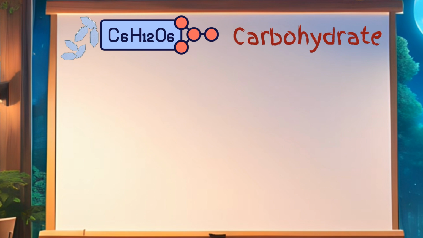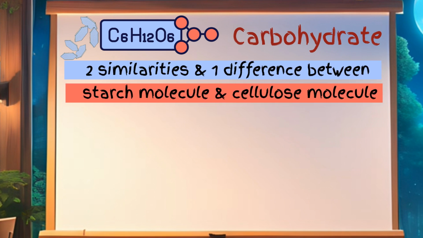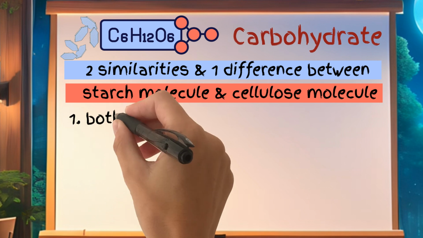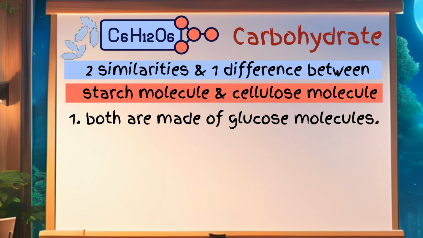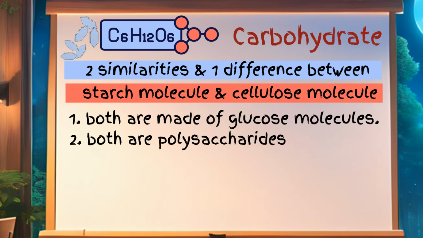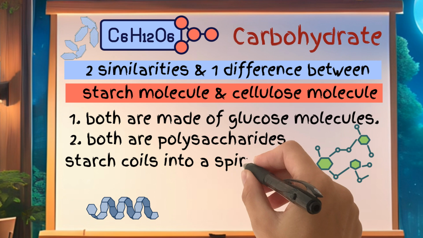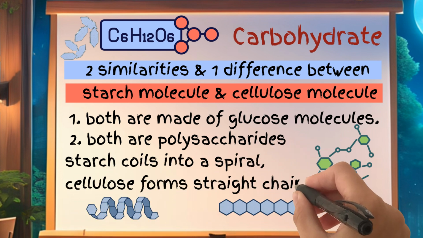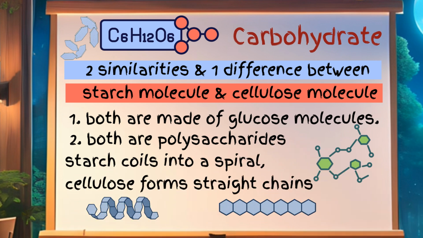Okay. Now before we reach the end, let's answer the actual textbook questions for this part and explain them together. First question. Give 2 similarities and 1 difference between a molecule of starch and a molecule of cellulose. Alright. Similarity 1. Both are made of glucose molecules. That's your number 1 fact. Similarity 2. Both are polysaccharides, which means they are long chains of sugar units. Now the difference, starch coils into a spiral, while cellulose forms straight, rigid chains. That's a structural difference, and it's the reason one is easy to digest and the other isn't.